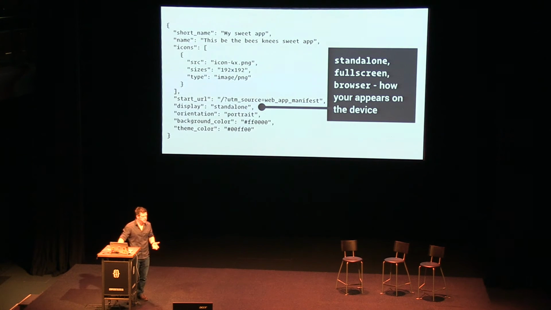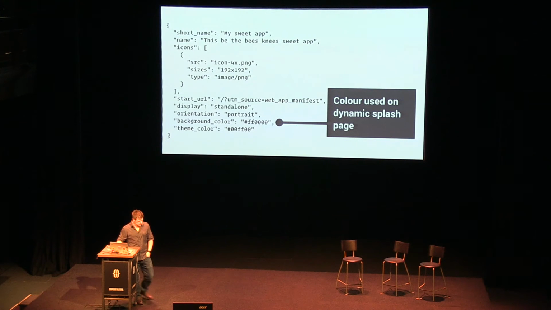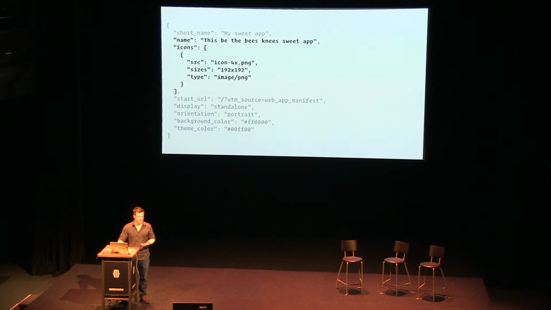So if you're like a news site, you probably want to open a browser, or Amazon. You can control the orientation, so you can actually force it into landscape rather than having kind of animations of people turning the screen. And you can control the colors. So this background color is going to be used for that dynamic splash screen again. The only things that are necessary are the name and the high-resolution icon. That's the only things you need for this to get the user to add to home.